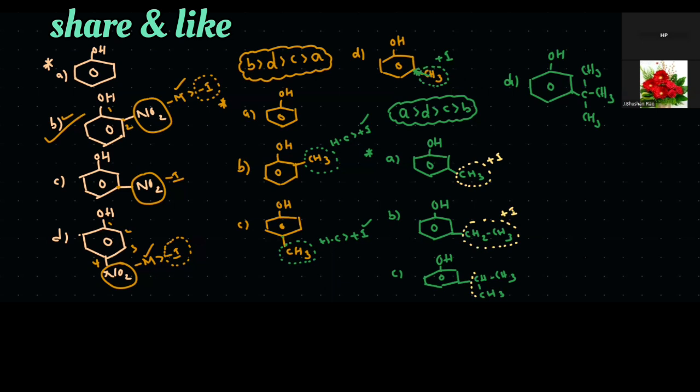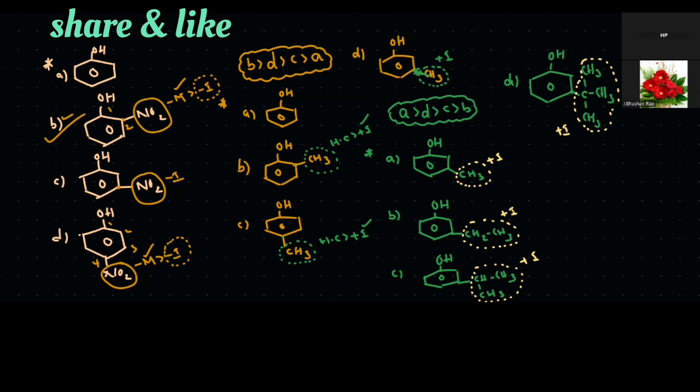It is also an inductive group. Here, one tertiary butyl group, it is also a plus I group. So if any group is attached at the meta position with respect to the given phenol compound, these groups always act as inductive plus I groups only.